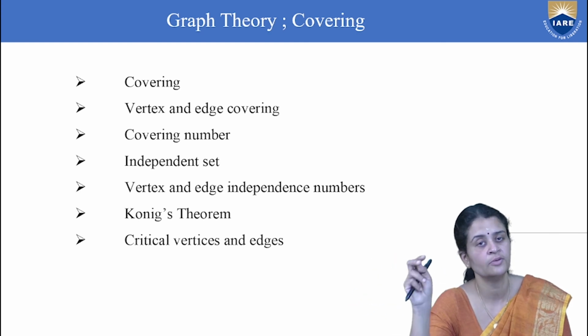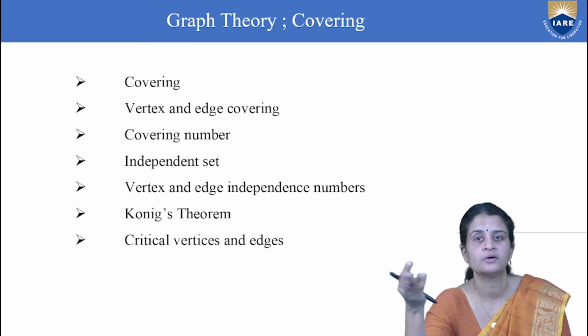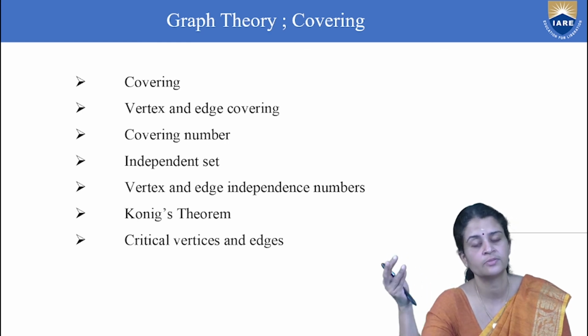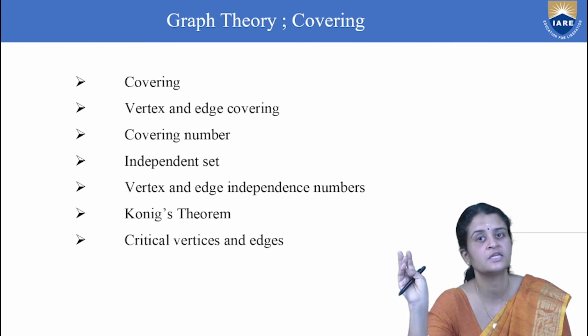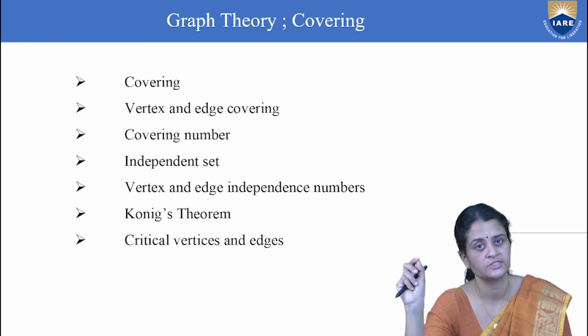Then we have seen the independence number: the maximum size of an edge independent set and the maximum size of a vertex independent set is termed the independence number. And we have seen König's theorem. And we have seen the critical vertices and critical edges.